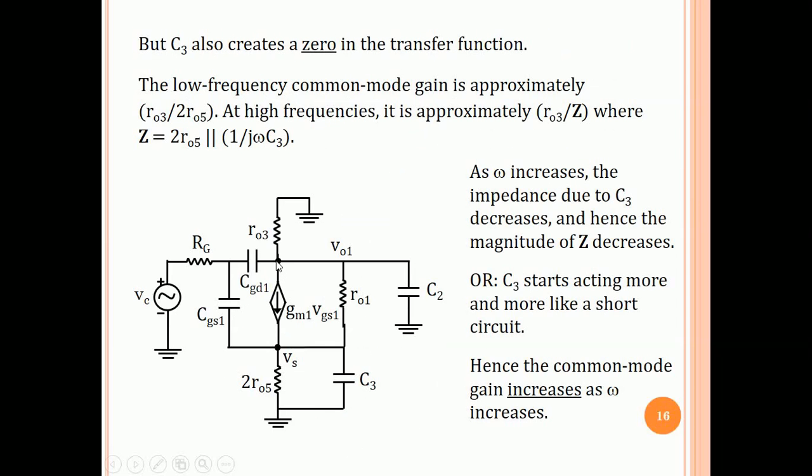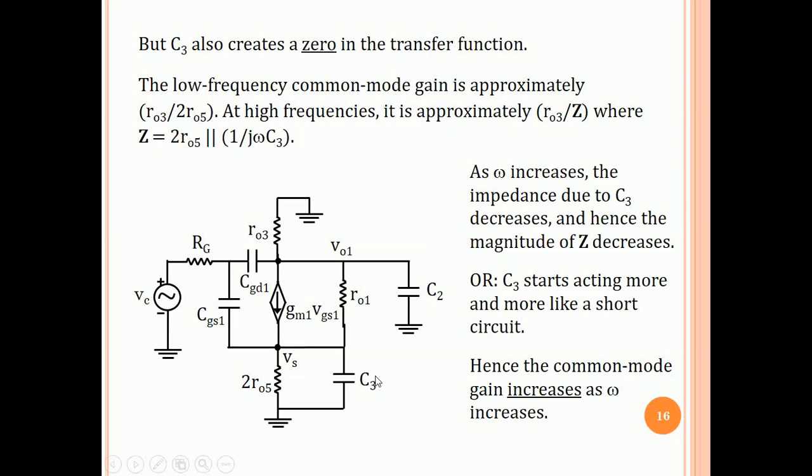So we know that the gain from the gate to VO1 is about minus RO3 by 2 RO5. That is for low frequency. So RO3 divided by 2 RO5: the resistance looking up from the drain divided by the resistance looking down from the source. We've derived this earlier. So that is the voltage gain. Now that was for low frequencies. For high frequencies, the resistance looking up from the drain is still RO3. But now the impedance looking down from the source is 2 RO5 in parallel with 1 over j omega C3.